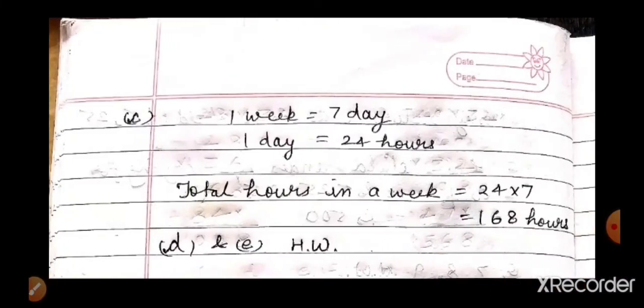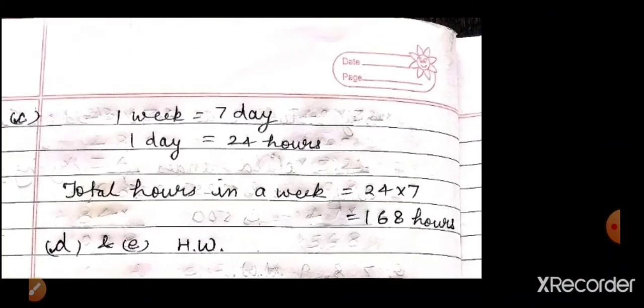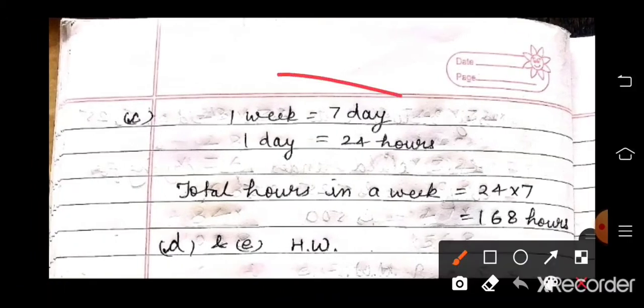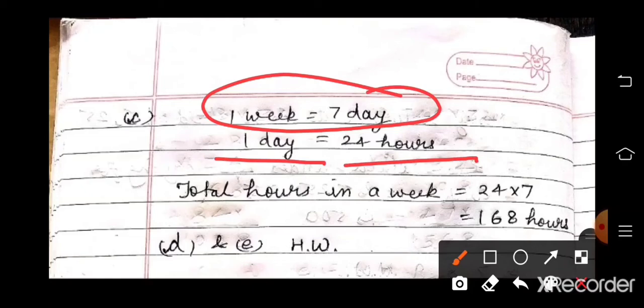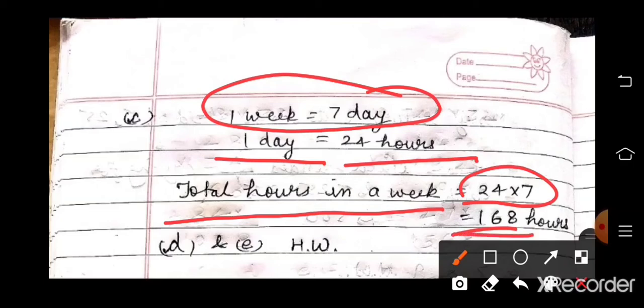Now the C part. A day has 24 hours. How many hours does a week have? So we know 1 week is equal to 7 days. 1 day is equal to 24 hours. So total hours in a week, 24 multiply 7. 168 hours. Okay, now D and E is your homework.